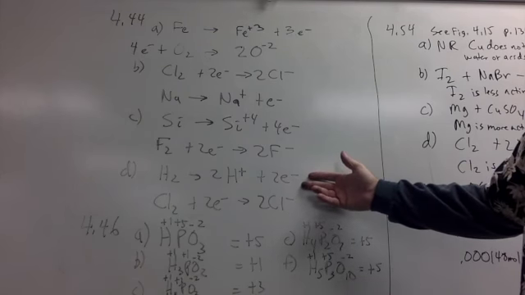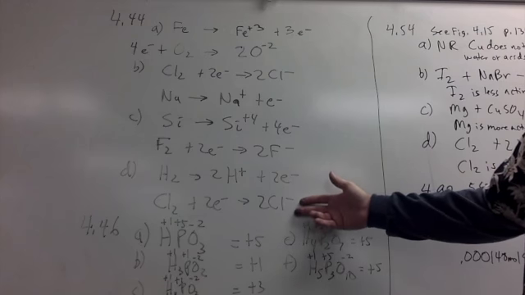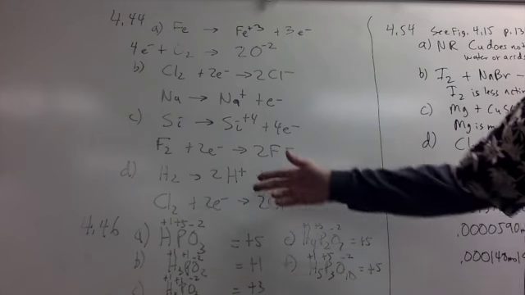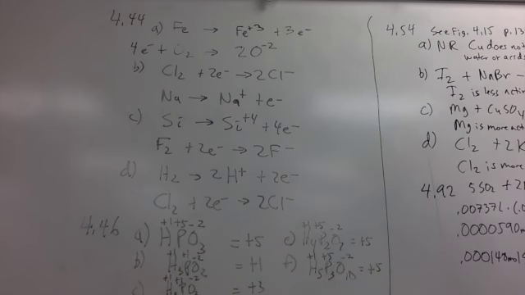H2 becomes 2H plus 2 electrons. Cl2 plus 2 electrons becomes 2 Cl minuses. Of course, the H plus and Cl minus together make HCl.